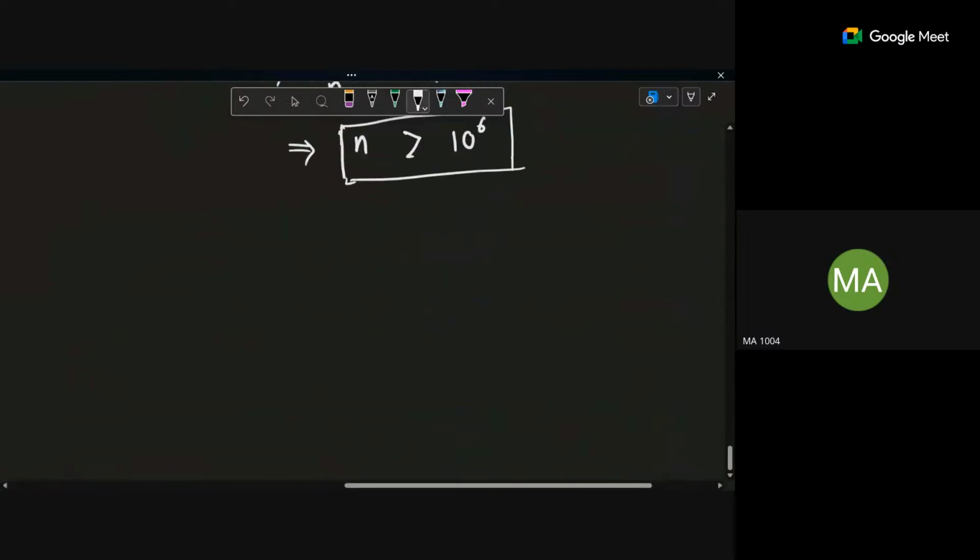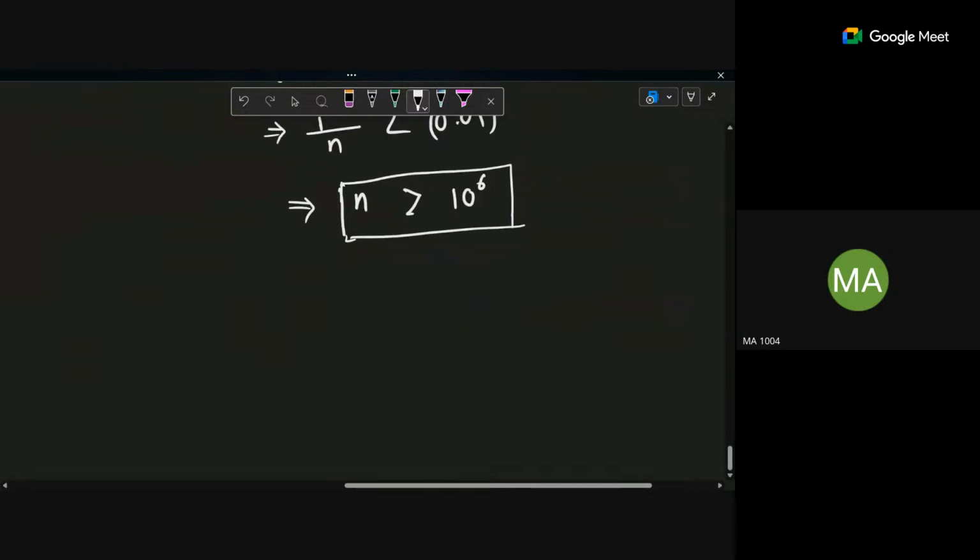So fine. The n is greater than 10 power 6. That was our number. So there is a next question, a continuation of this question. Did you guys understand this question and its solution? Yes, ma'am. Okay. So let's move to the next.